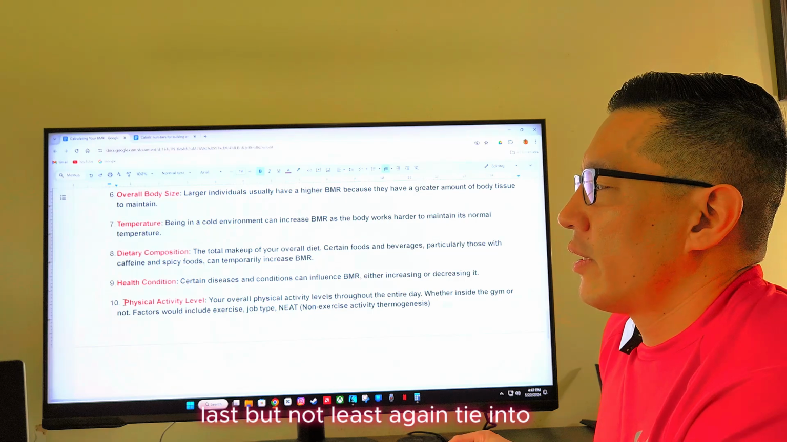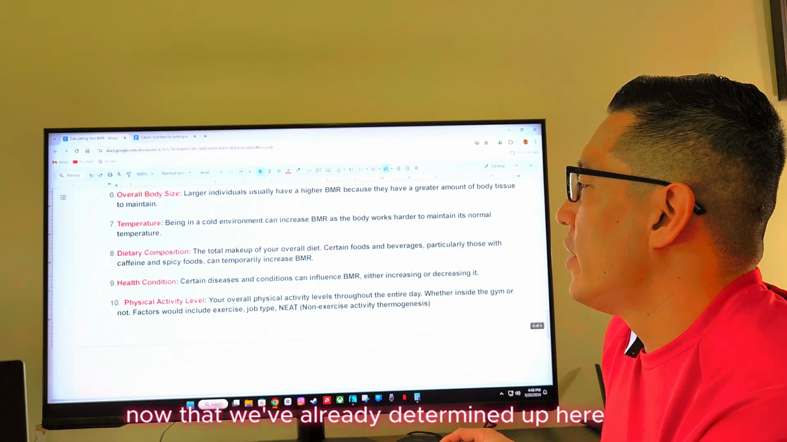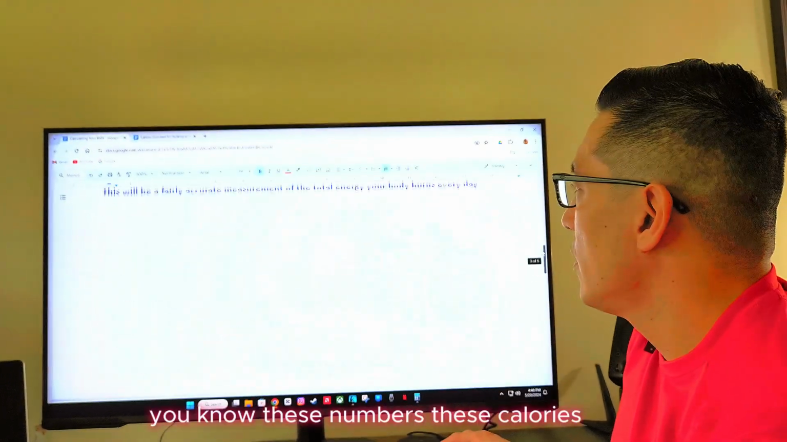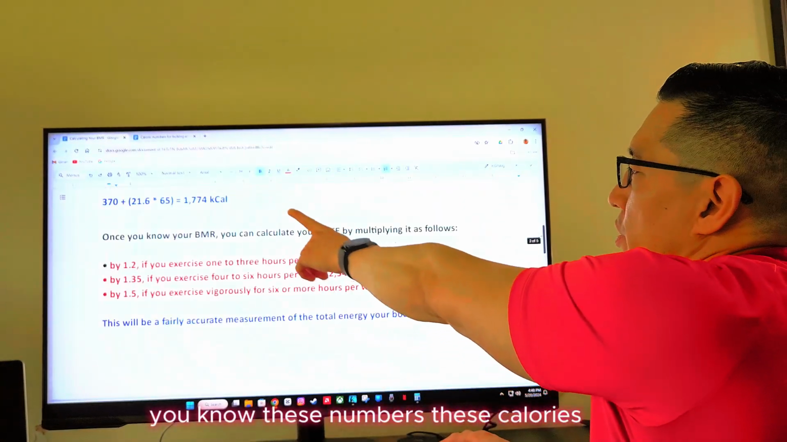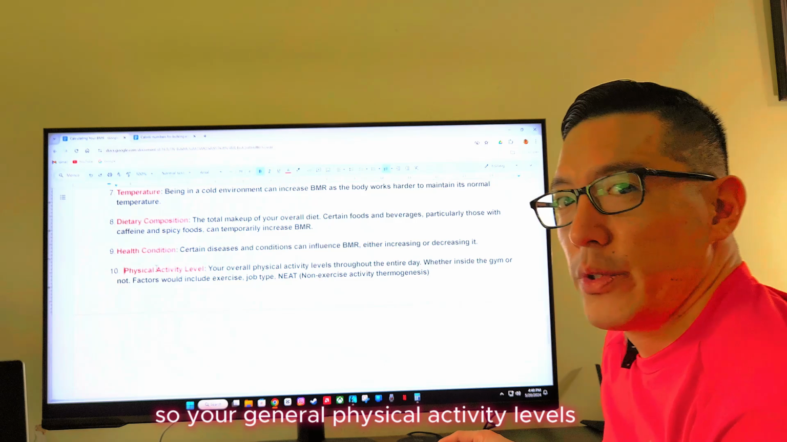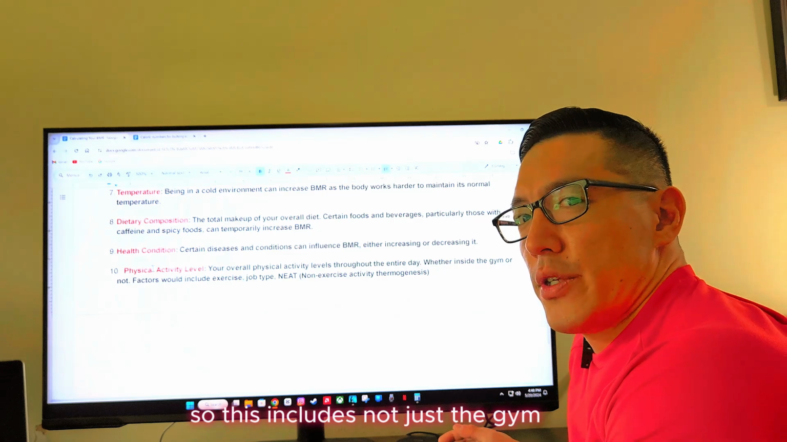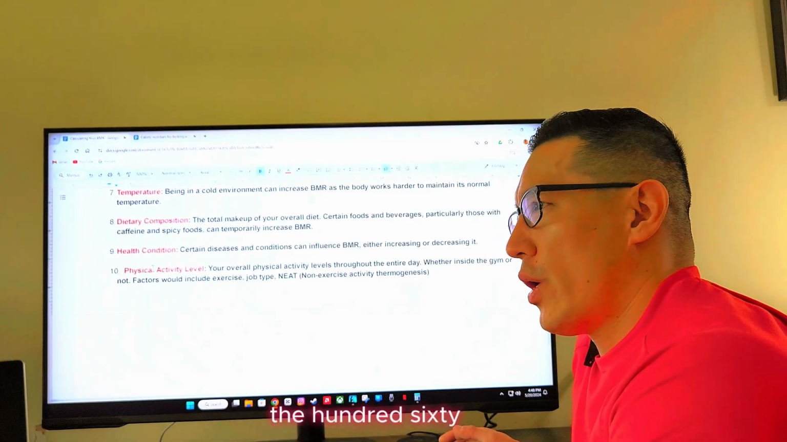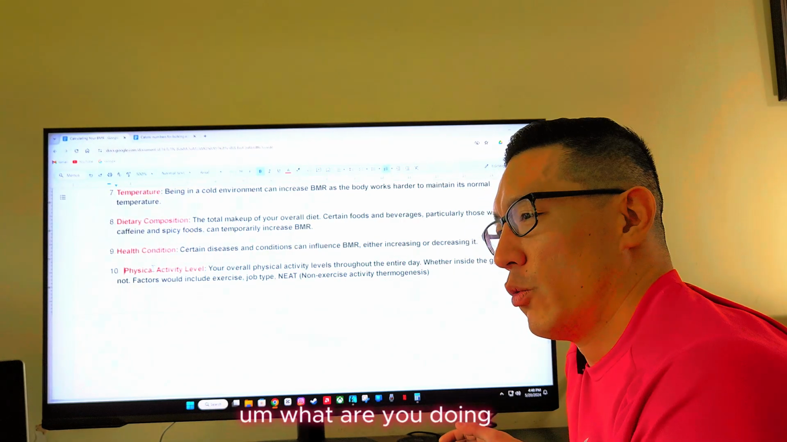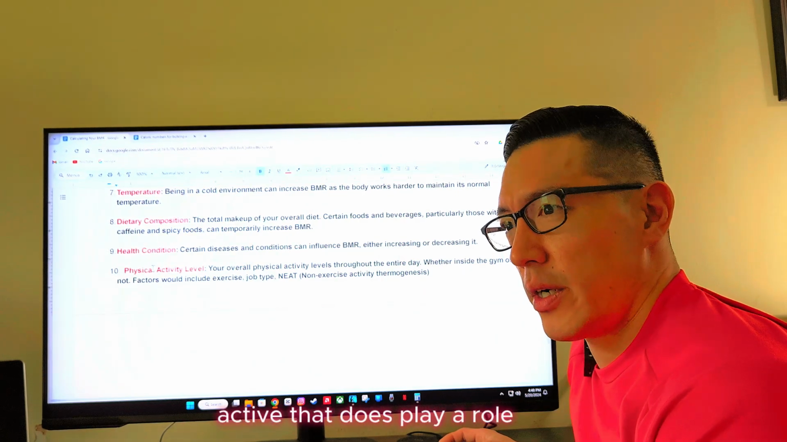Last but not least, again tying into energy expenditure, now that we've already determined these numbers, these calories, the last one ties right into that. So your general physical activity levels. This includes not just the gym. So, the 160-some other hours of the week that you're not in the gym, what are you doing? Your job type, whether it's sedentary or active, does play a role.